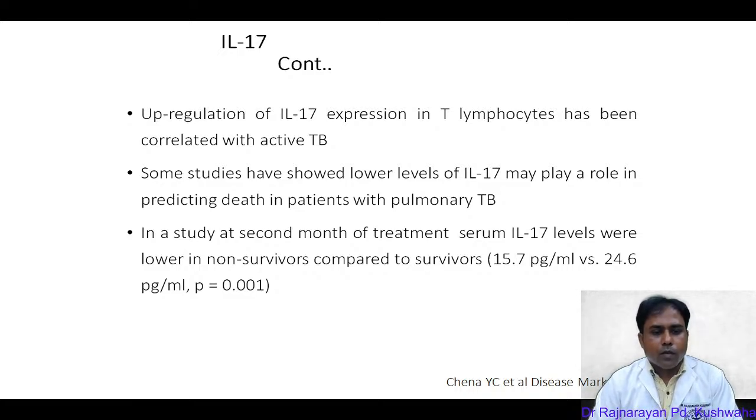In another study, at the second month of treatment, interleukin 17 levels were lower in non-survivors compared to survivors. So if a person is on treatment, then at the second or third month we measure the level of interleukin 17, and it is mostly lower in non-survivors as compared to survivors. We can also predict the outcome, so interleukin 17 is useful in the diagnosis.